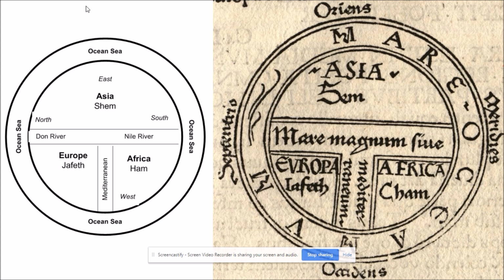It had two basic geographical components. You had the O of the ocean and the T of the bodies of water in the center that separated the three parts of the known world at that time. Those were Asia, Europe, and Africa. And you may say, that looks nothing like a map. This person's crazy. Yeah, it really doesn't look like a map, but it was.